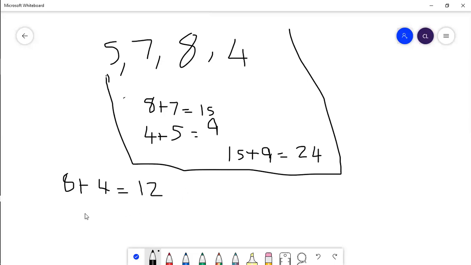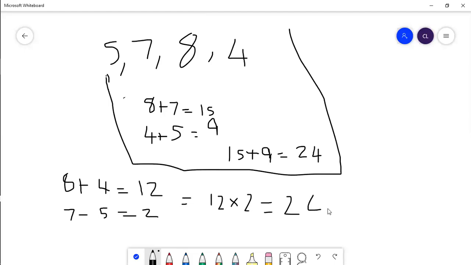Uh-huh. And then? 7 minus 5 equals 2. Then what did you do? 12. I multiplied it, 12 times 2 equals 24. So 12 times 2 equals 24.